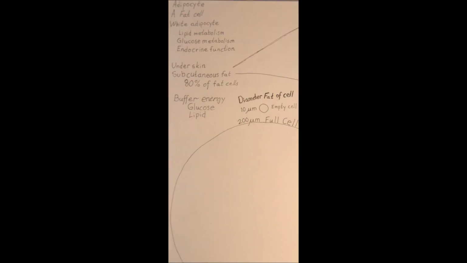A fat cell, adipocyte. 80% of them are under the skin. They buffer energy as glucose and fat. The small circle is an empty fat cell, and a big circle is a completely full fat cell.